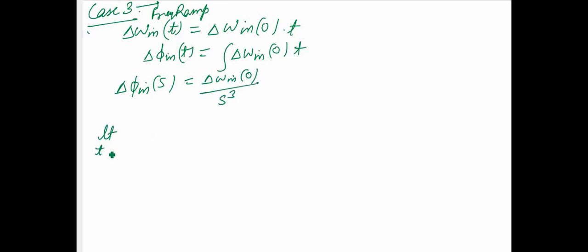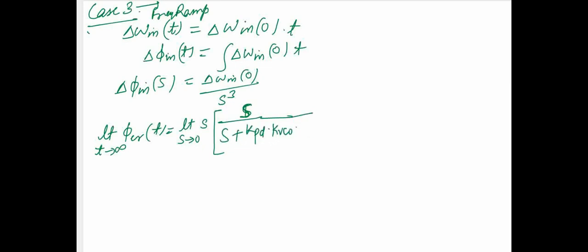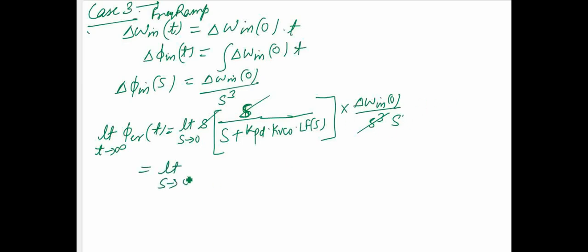So now let's check the phase error. It will be limit s tends to 0 of s, and this is 1 divided by s plus Kpd Kvco dot LF(s), into del omega in 0 by s cube. Okay, so these two will be cancelled out and this will remain s only. Or we can say like this: limit s tends to 0 of del omega in 0 divided by s square plus s Kpd Kvco LF(s).